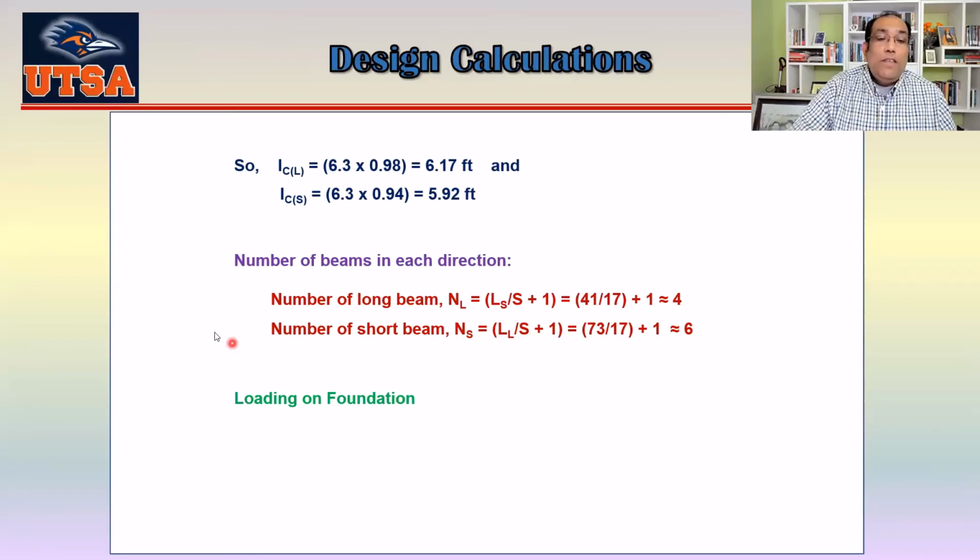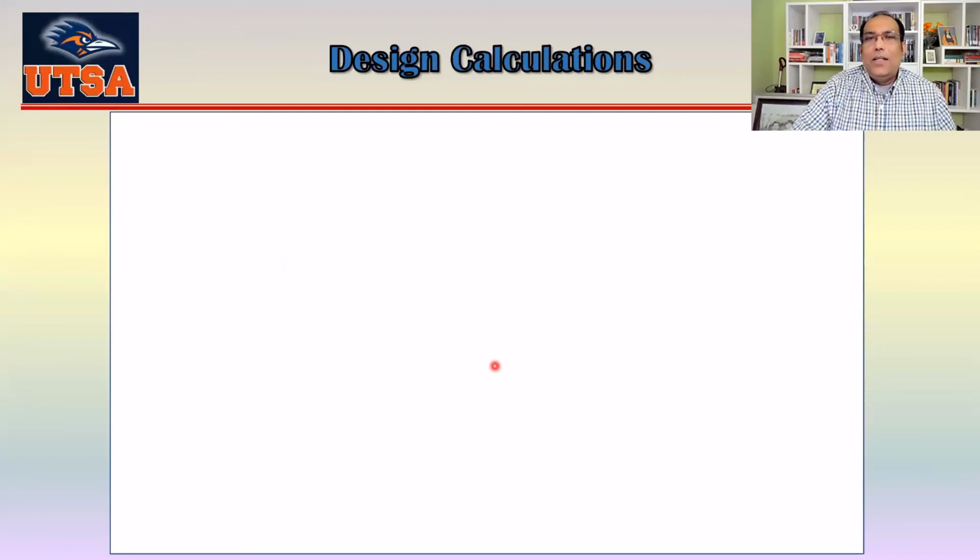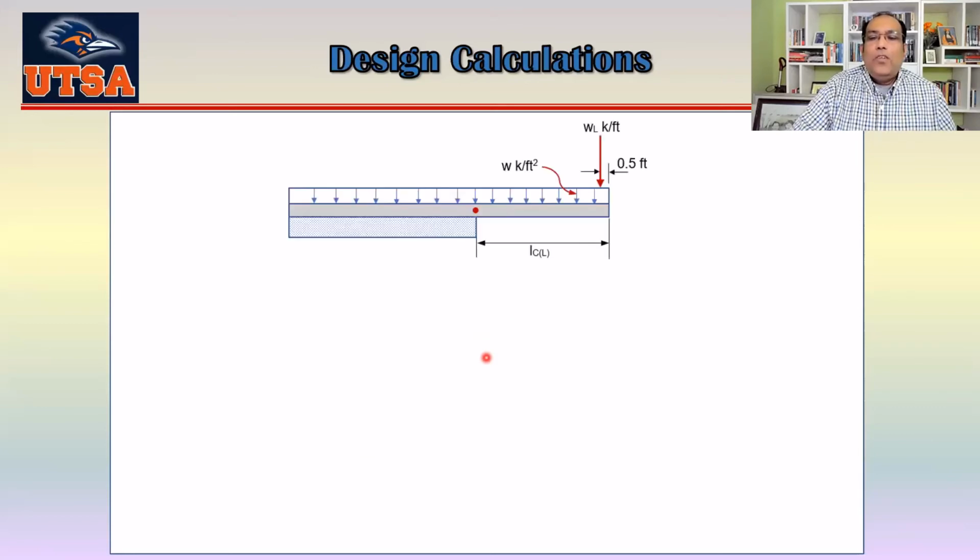Now, loading on the foundation. First of all, the distributed load is 0.2 kips per square foot, which is given, and the line load is 0.3 kips per foot, which is also given. Now we have to find out how much moment this will create in the cantilever when the significant portion of the soil will not support the slab. I'm trying to show that in the drawing here.